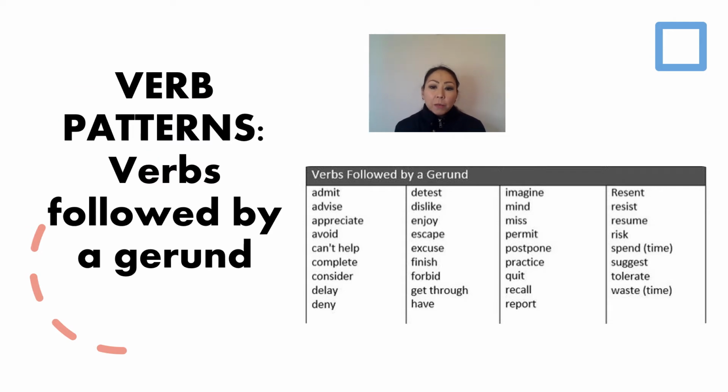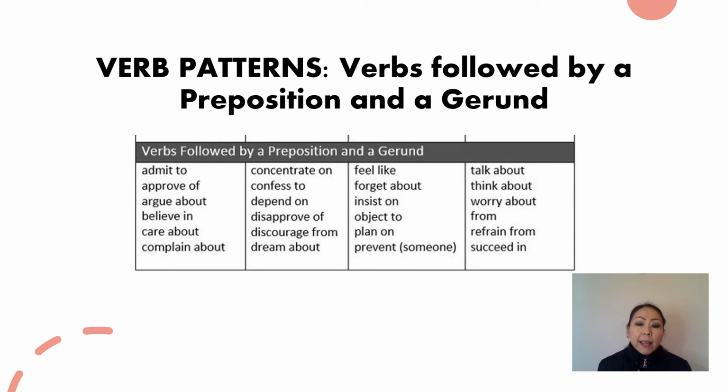Verb patterns followed by a gerund like admit, advise, dislike, enjoy, miss, escape, resume, risk, resist, resent, waste. And verbs followed by a preposition and also a gerund like admit to, approve of, feel like, object to, refrain from, talk about, think about, depend on, dream about. Eso siempre van juntitos porque lleva una preposición y después va el gerundio.